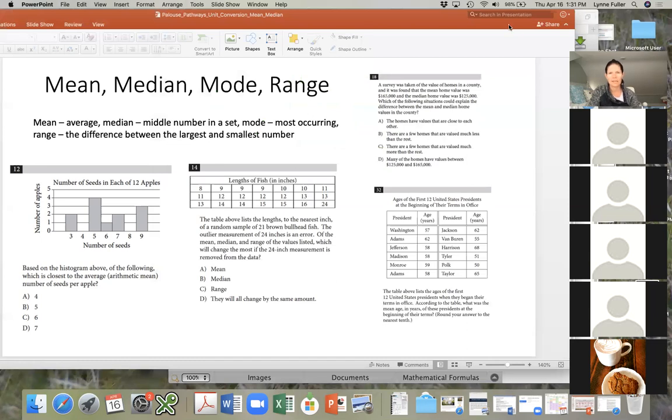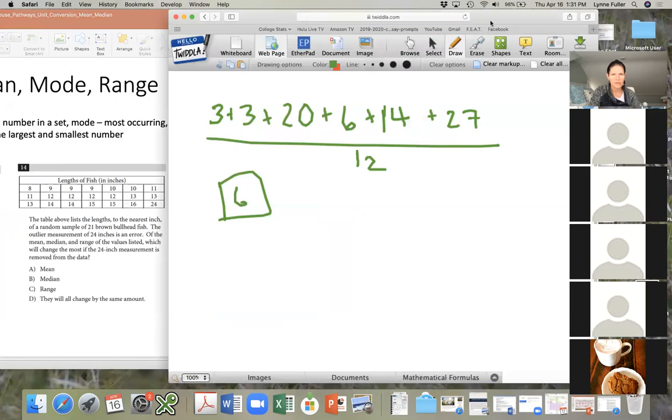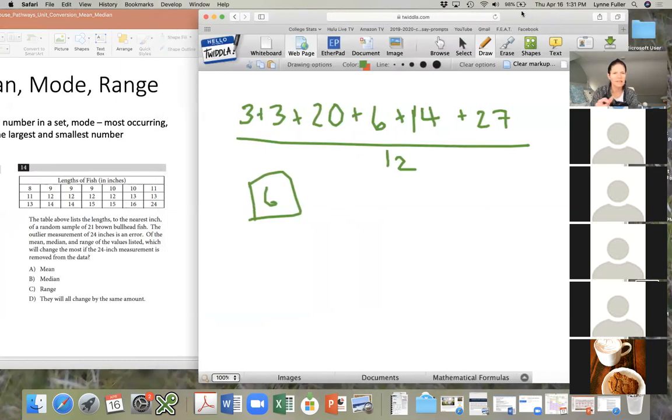Okay, here we're looking at the lengths of fish. The table above lists the lengths to the nearest inch of a sample of 21 brown bullhead fish. The outlier measurement of 24 is an error. Of the mean, median, and range of the values listed, which will change the most if the 24-inch measurement is removed from the data? Well, if you think about it, the mean is the average.